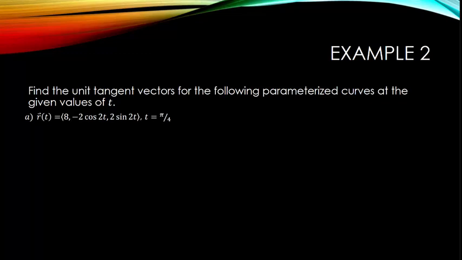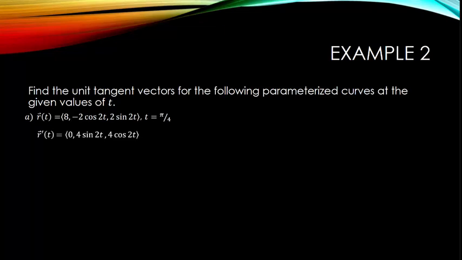I want to find the unit tangent vectors for the following parameterized curves at the given values of t, and we're going to assume my curves are smooth curves over the interval that would contain the specific values of t. In the first case, my vector r of t is given by the components 8, negative 2 cosine 2t, and 2 sine 2t. I want to find the unit tangent vector at the point t is equal to pi over 4.